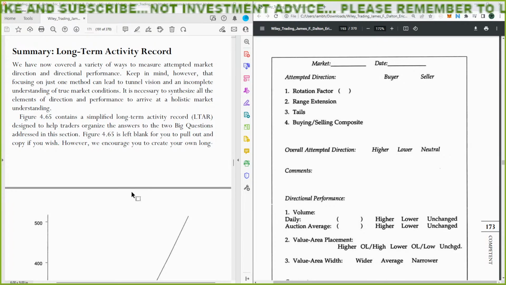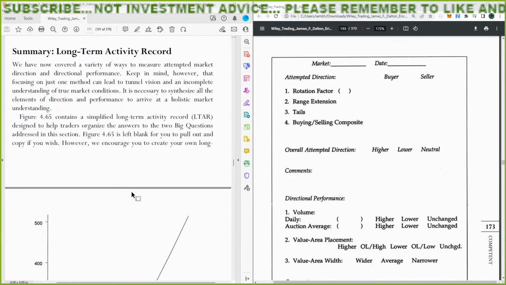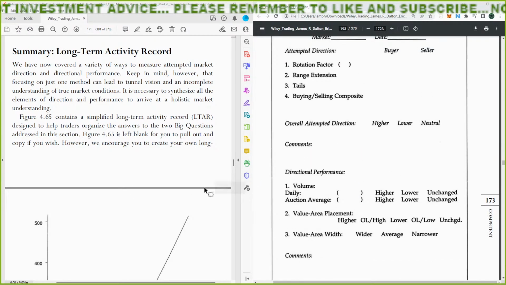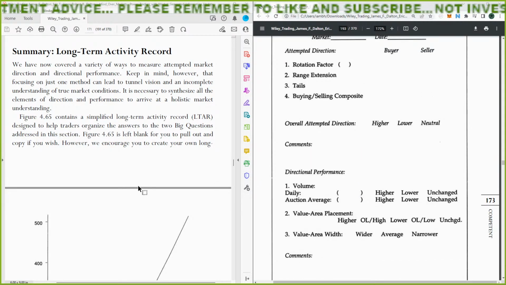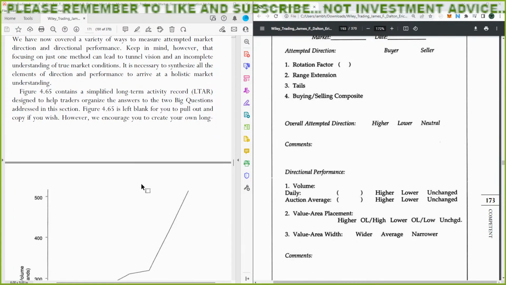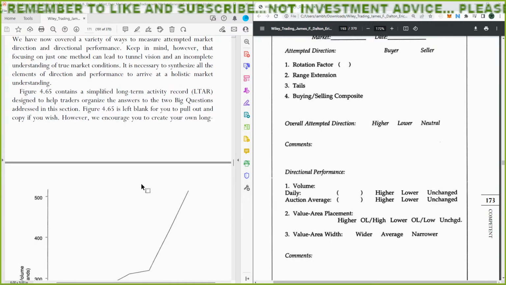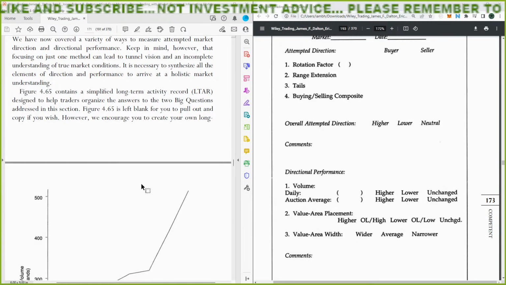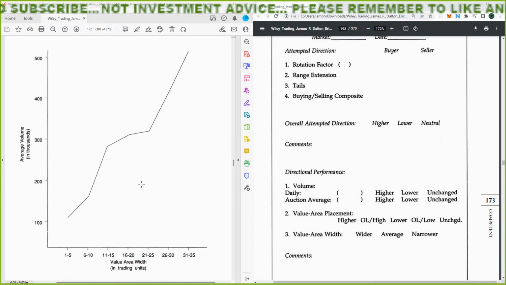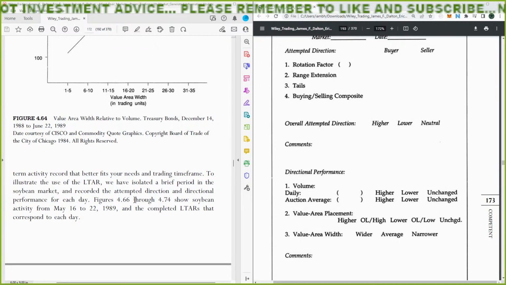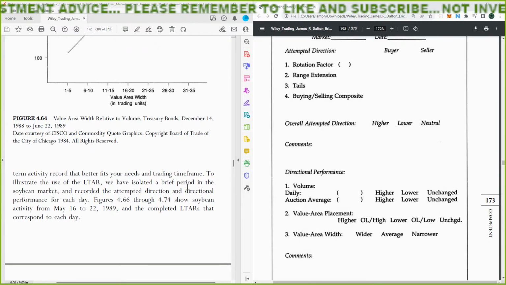Figure 4.65 contains a simplified long-term activity record, LTAR. You guys have seen this before, you should have. Designed to help traders organize the answers to the two big questions addressed in this section. Figure 4.65 is left blank for you to fill out and copy if you wish. However, we encourage you to create your own long-term activity records that better fit your needs and trading time frame.